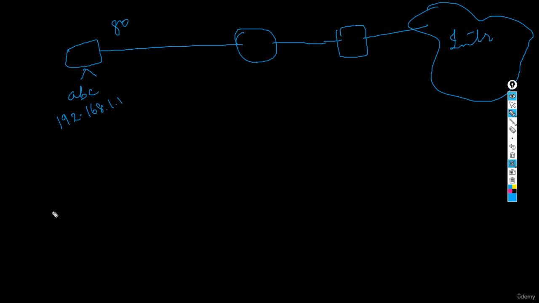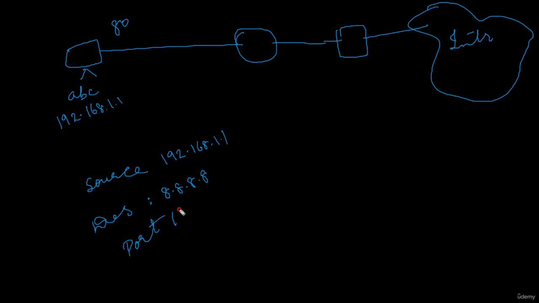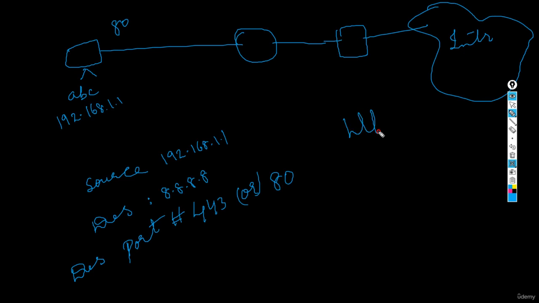192.168.1.1. So in the ticket they will mention the source IP, 192.168.1.1, the destination IP, for example 8.8.8.8, that is Google, and the destination port number. In the real scenario, you will get a ticket saying that this source is unable to access this server on port 443 or port 80. Port 80 means HTTP, and HTTPS means port 443. Generally we are using 443 only, not HTTP port 80.